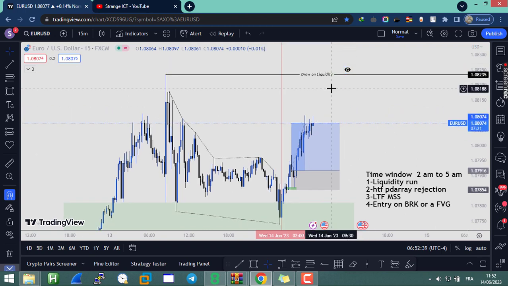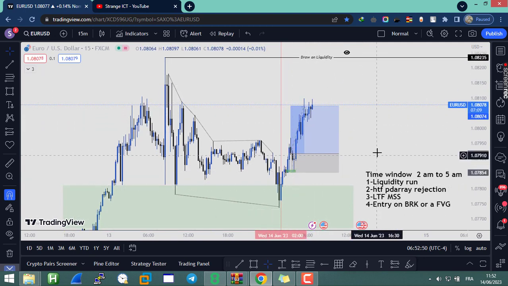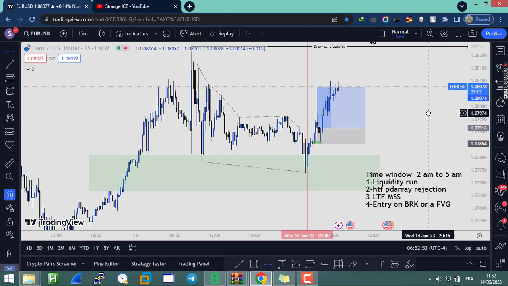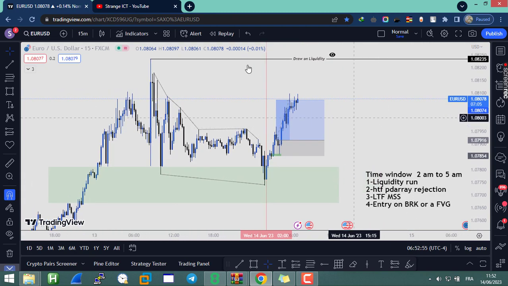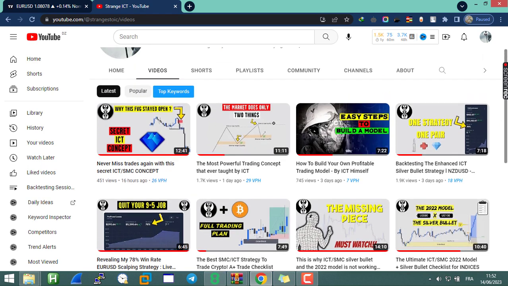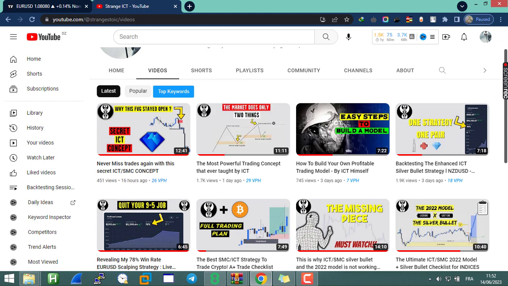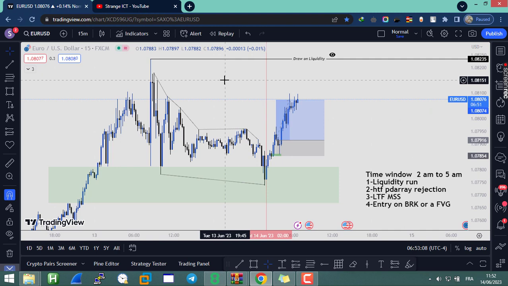Now let's talk about draw on liquidity. Why did I choose this swing as a draw on liquidity? Why did I favor the long side over the short side right here? I'll tell you what. As I mentioned in my video right here, watch this video. This will give you narrative and bias and the direction of the market. So the market will simply do two things. It will only do two things.